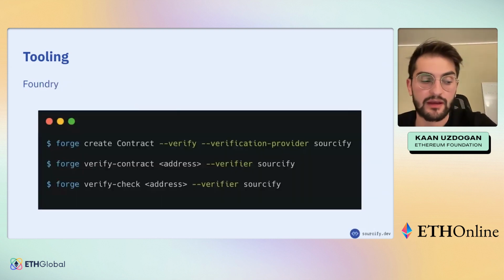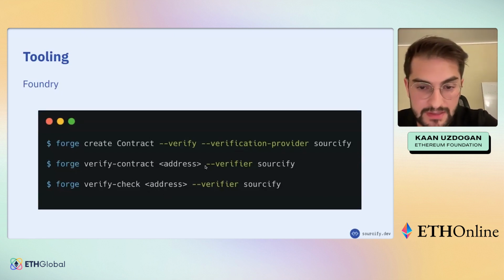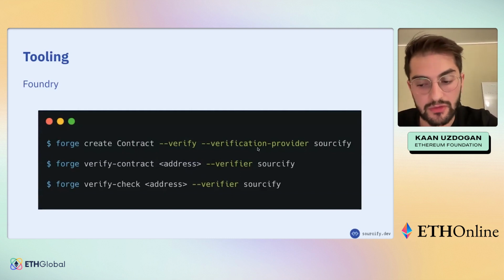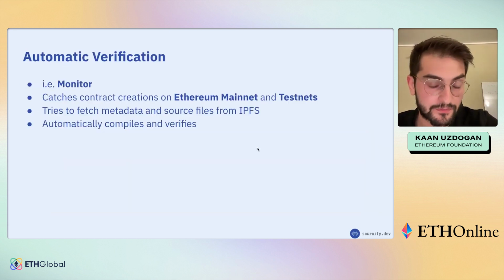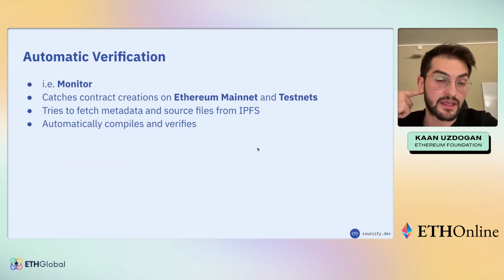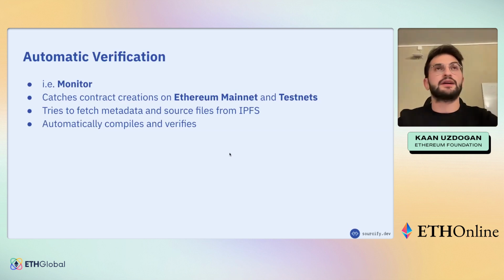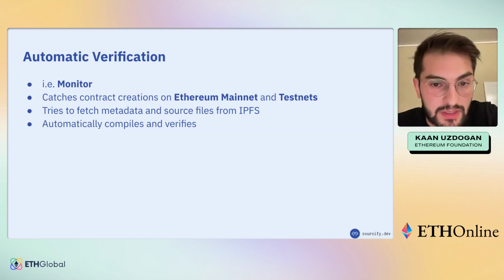We recently also have Foundry support. So using Foundry, now you can also verify the contracts by passing the verifier flag and Sourcify. This will also verify your deployed contracts on Foundry. We also have a nice feature called automatic verification, also known as monitoring. As the name suggests, this automatically verifies the contracts that are deployed on the blockchain.